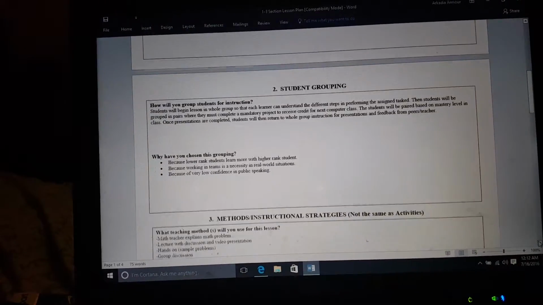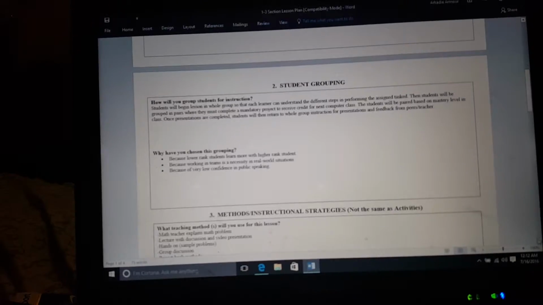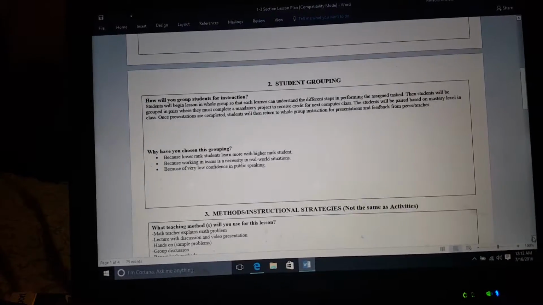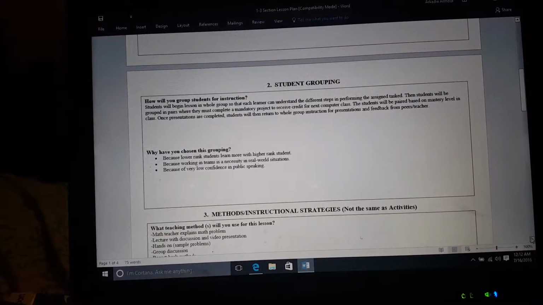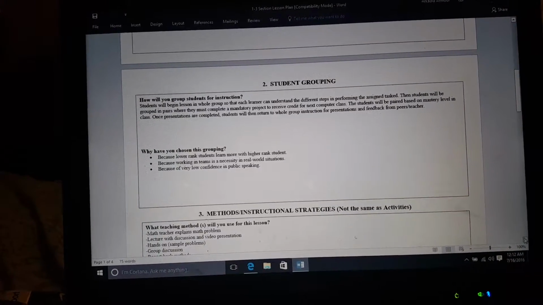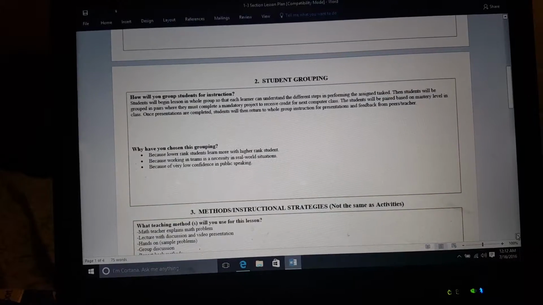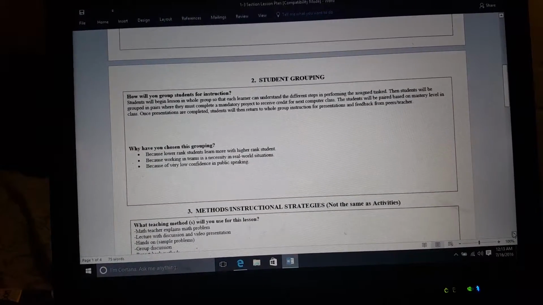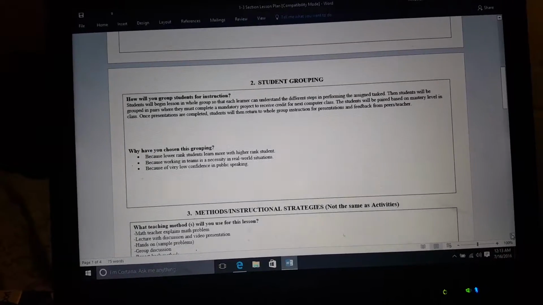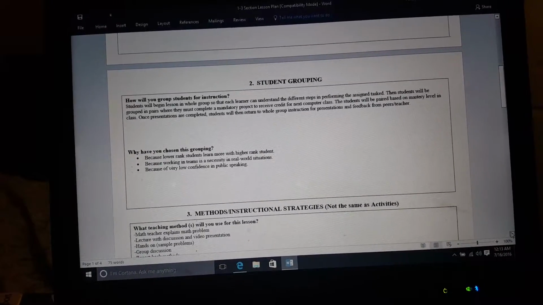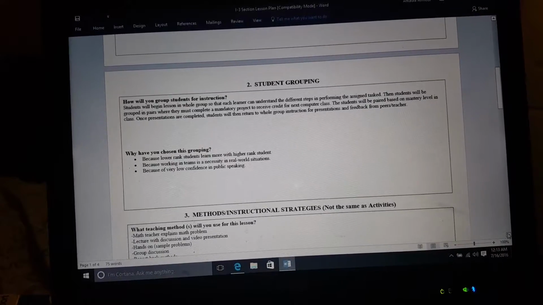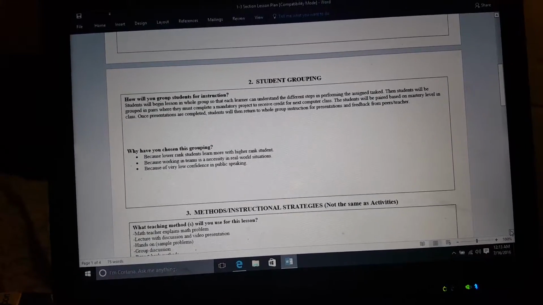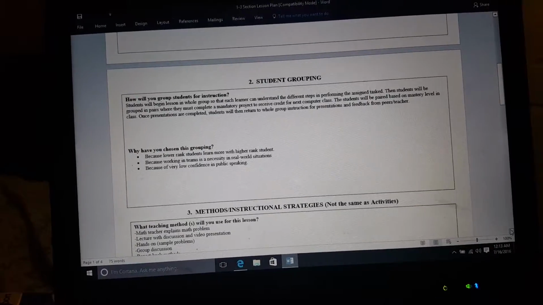My student grouping. How will you group students for this instruction? Students will begin the lesson in whole group so that each learner can understand the different steps in performing the assigned task. Then students will be grouped in pairs where they must complete a mandatory project to receive credit for the next computer class. The students will be paired based on mastery level in class. Once presentations are completed, students will then return to whole group instruction for presentation feedback from the peer teacher.